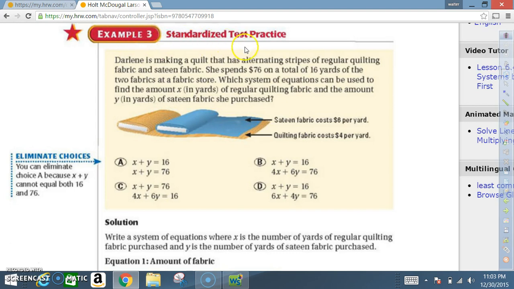Example 3, standardized task practice. Darlene is making a quilt that has an alternating stripe of regular quilting fabric and sateen fabric. She spends $76 on a total of 16 yards of 2 fabrics at a fabric store. Which systems of equations can be used to find the amount x in yards of regular quilting fabric and the amount y in yards of sateen fabric she purchased? Sateen fabric costs $6 per yard. The regular quilting fabric costs $4 per yard.